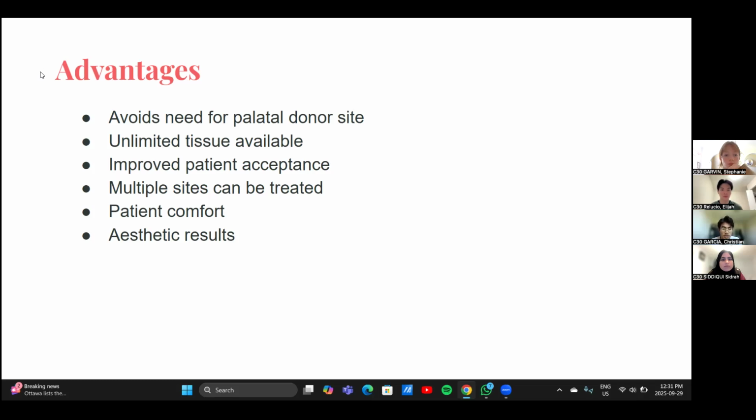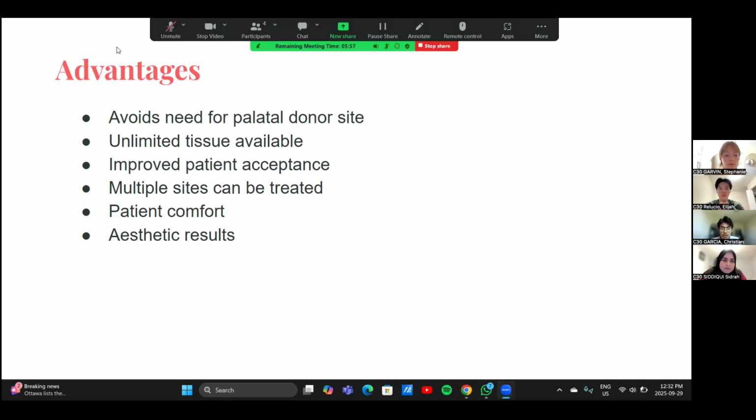Improvement in patient acceptance. AlloDerm is biocompatible. It integrates well with the tissue of the client. And patient comfort: as the tissue isn't taken from the patient's palate, there are fewer surgical sites, meaning the procedure is faster and could be much simpler than a regular gum graft taking gums from the palate. And AlloDerm has great aesthetic results as the graft integrates well and blends with the surrounding tissue. There's often no visible scarring.